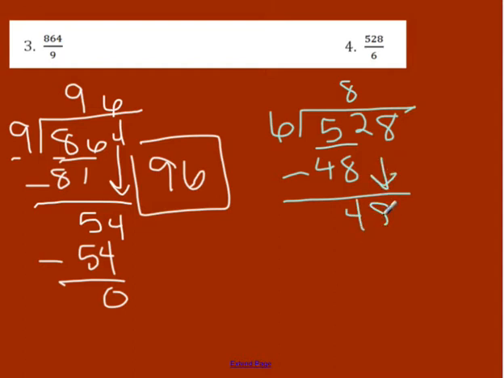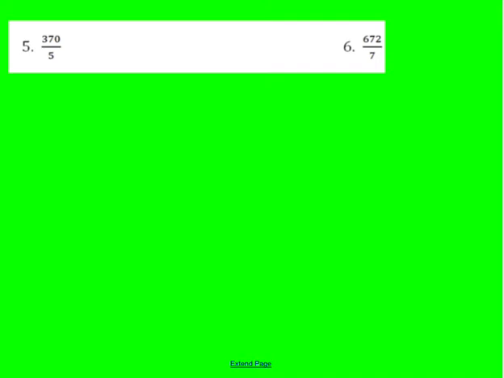Bring down the 8, and then 6 actually does go into 48 because I can multiply, and there's 8 6s that go into 48. So 6 times 8 is 48. Subtract those out, and I get 0. So that's my final answer for number 4. Okay? Alrighty, next, let's take a look at number 5.